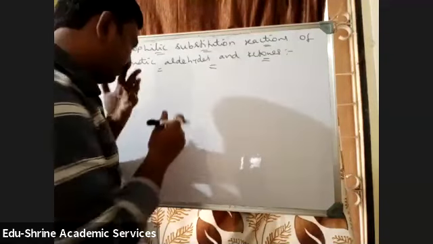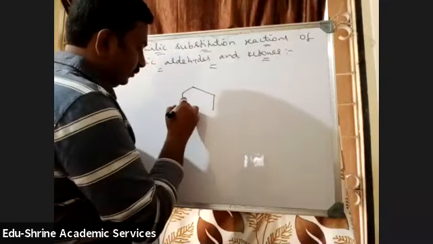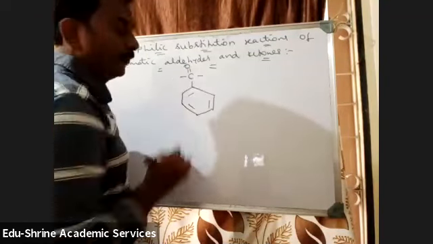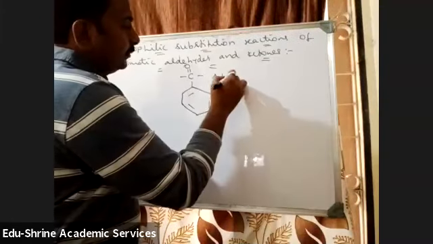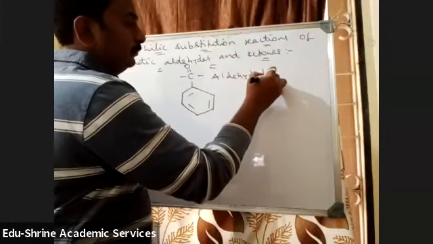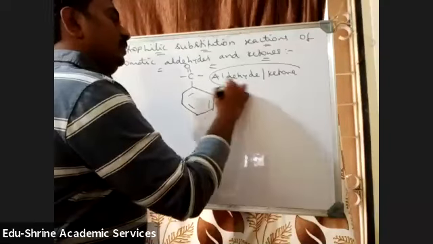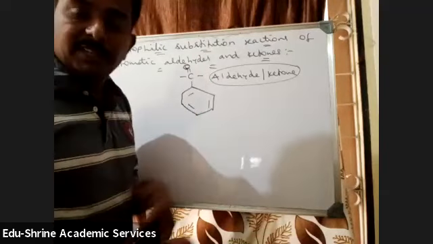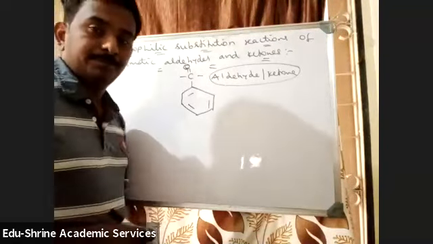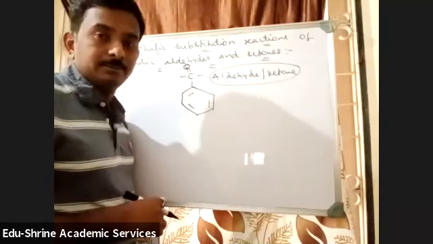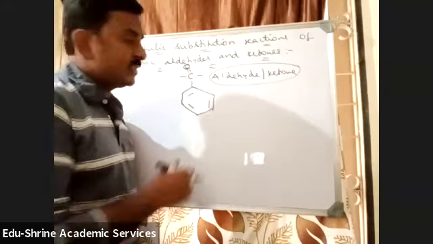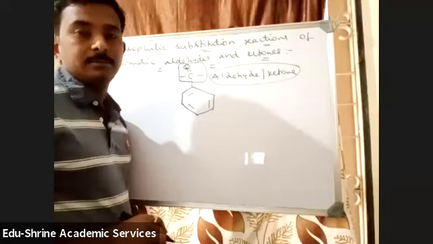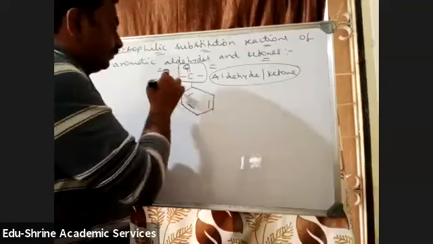Now see here, students. Let me take an aldehyde or ketone on benzene, C double bond O. This may be either an aldehyde or a ketone. So there is an aldehyde group or ketonic group on benzene. Is it a plus M group or minus M group? Minus M, very good.